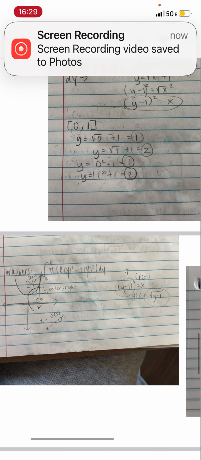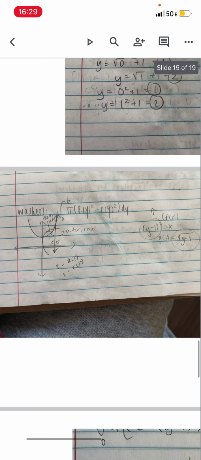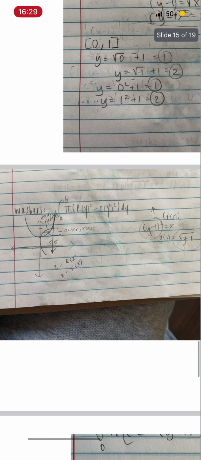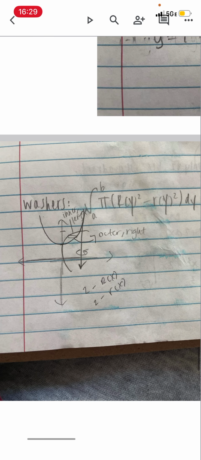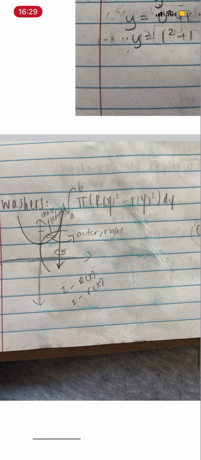And here is the washer method of the functions. For the region that we're trying to find the volume of, this is the equation that you use. It's the outer radius minus the inner radius, or the larger one minus the smaller one, times pi.